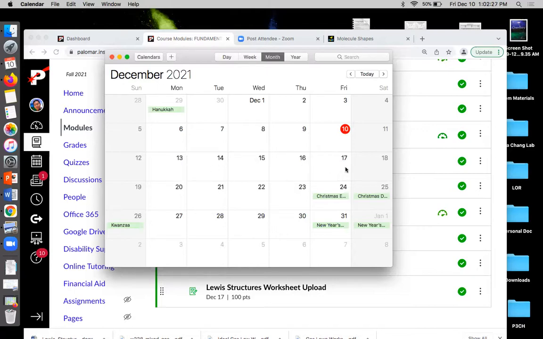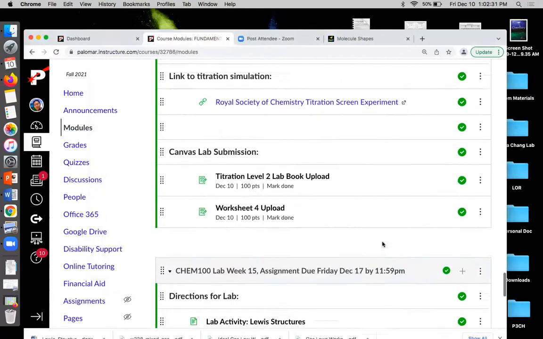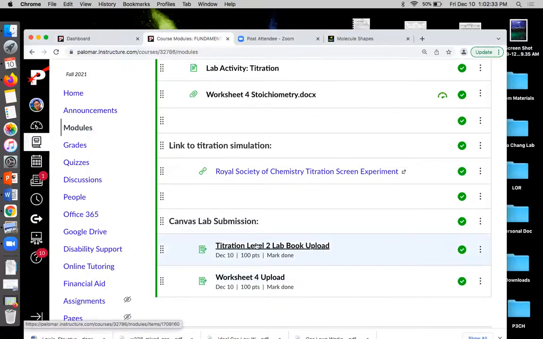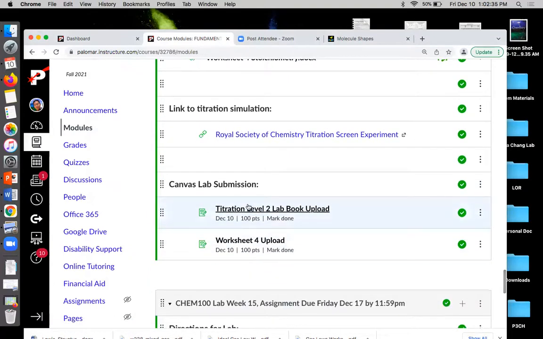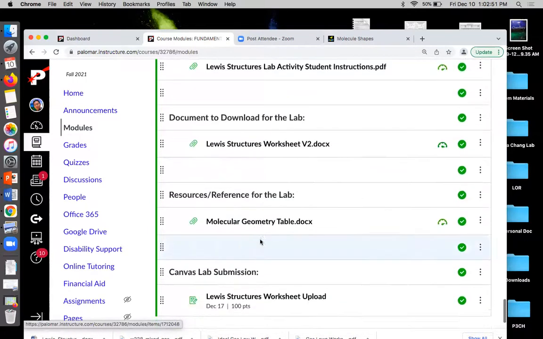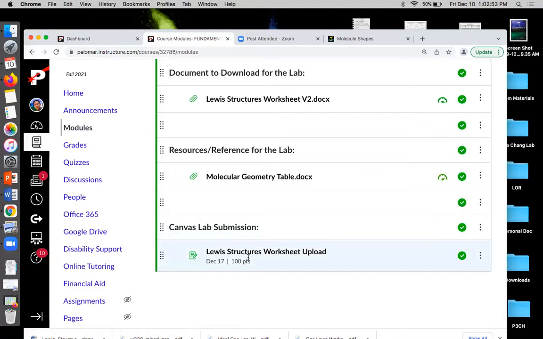And so today you guys do have an assignment that's due. So you guys have the titration. So you have 2 things you have to submit: worksheet 4 and your screenshot of your titration level 2 upload, or whatever it's called. So that's due tonight by 11:59 p.m. Next Friday is your Lewis structures.